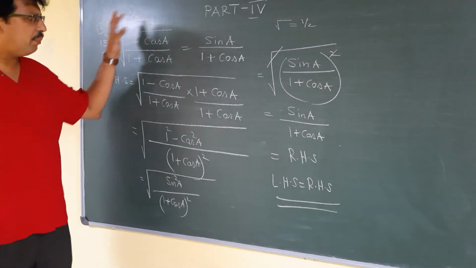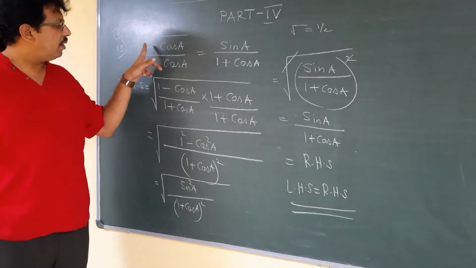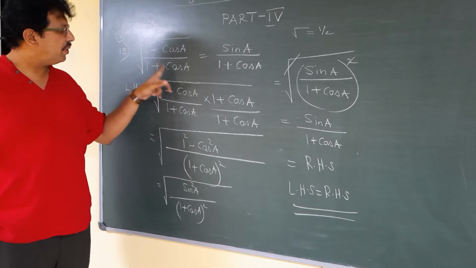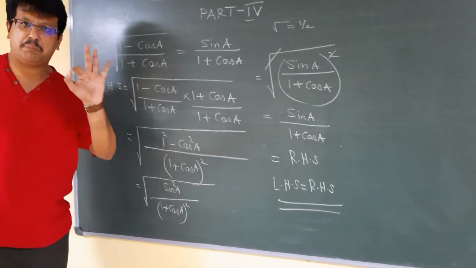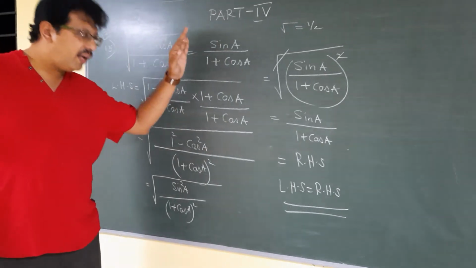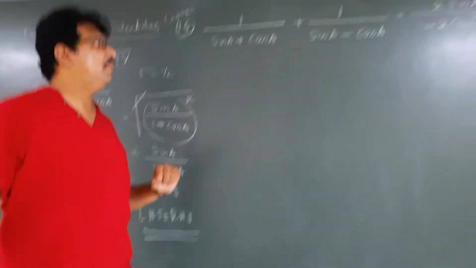So children, you need to observe the problem. Here it is the root of (1 minus cos A) by (1 plus cos A), and we need to rationalize the numerator. That's the first step. You need to be very careful while solving this sum. So now let us go for the next problem.